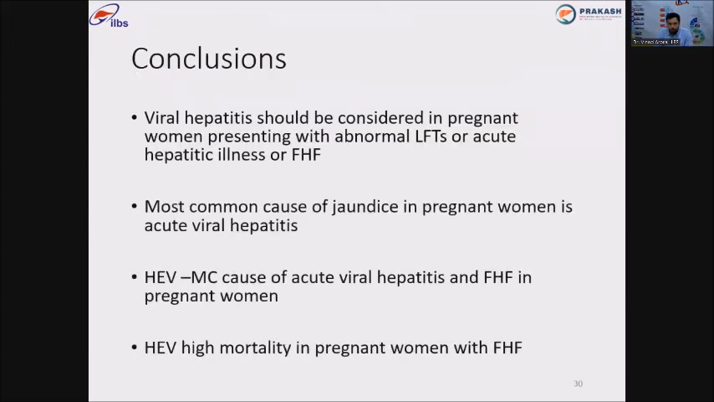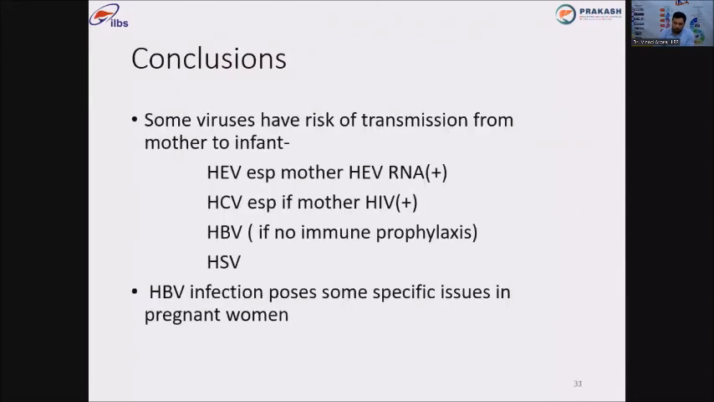So to conclude, viral hepatitis should be considered in pregnant women presenting with abnormal LFTs or acute hepatic illness or fulminant hepatic failure. The most common cause of jaundice in a pregnant female is acute viral hepatitis. Hepatitis E is the most common cause of viral hepatitis and fulminant hepatic failure, and in hepatitis E high mortality is noted with fulminant hepatic failure. Thank you.